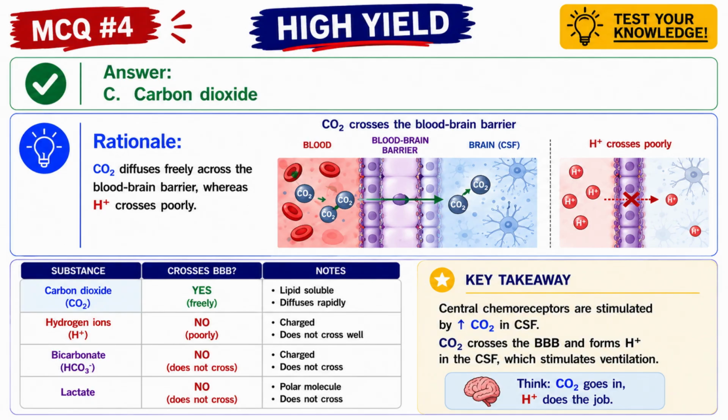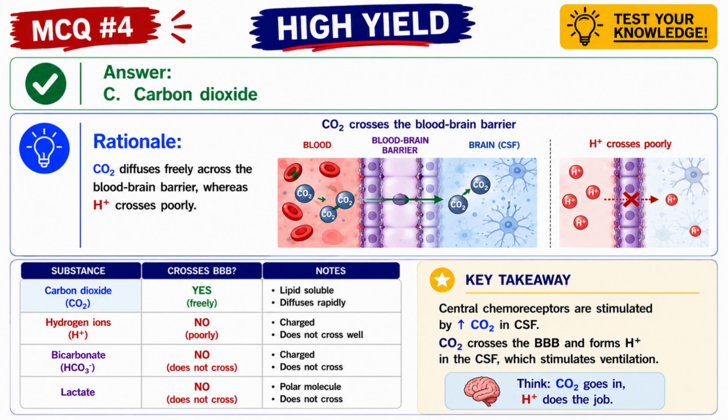Here's why. The blood-brain barrier is formed by tight junctions between cerebral capillary endothelial cells, creating a selective barrier that strictly controls what enters the brain and cerebrospinal fluid. Carbon dioxide, being a small, lipid-soluble, uncharged molecule, crosses the blood-brain barrier freely and rapidly. This is why rising arterial CO2 so quickly and powerfully stimulates central chemoreceptors. The CO2 enters the CSF within seconds, reacts with water to form H+, and the chemoreceptors respond.